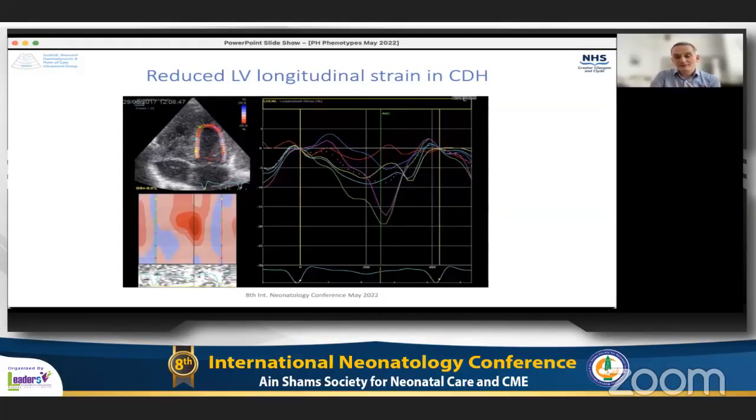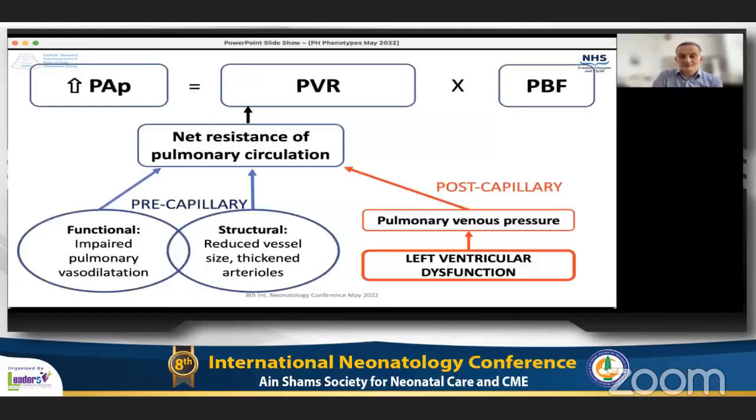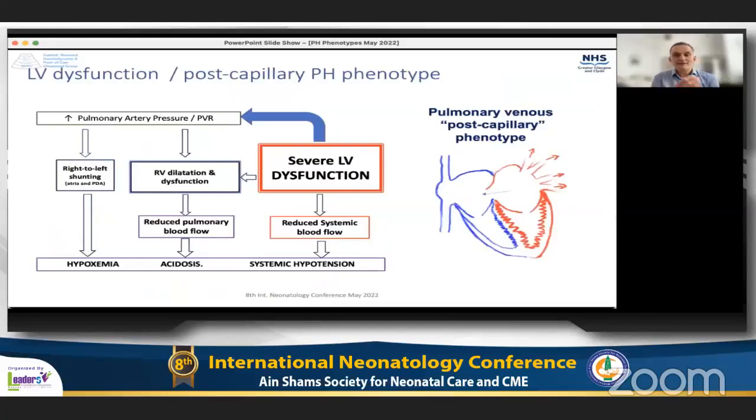And in a cohort of patients with CDH, we've shown that a number of them will have impaired systolic function that is disproportionate to the degree of dysfunction in their right ventricles. And in these patients, we believe that the left ventricular dysfunction, giving rise to increased pulmonary venous pressure and a post-capillary increase in pulmonary vascular resistance, is a significant contribution to the pulmonary hypertension. So it's not just due to the precapillary changes in the pulmonary vasculature, it's the left ventricular dysfunction that is a primary cause of pulmonary hypertension. And in these patients, therefore, we believe they have this left ventricular or pulmonary venous phenotype of pulmonary hypertension, contributing to the pathophysiology of the clinical picture.